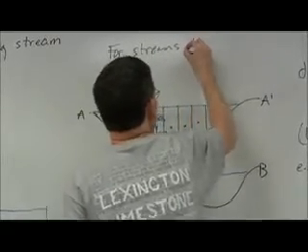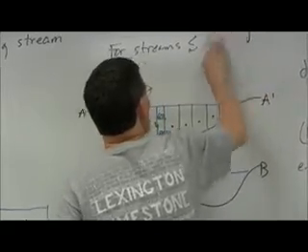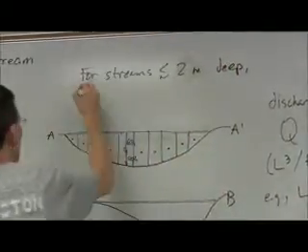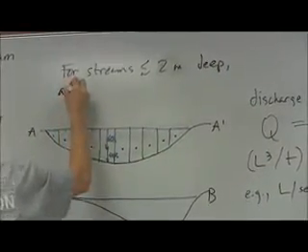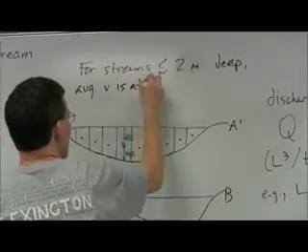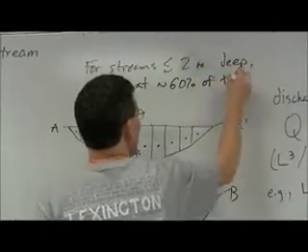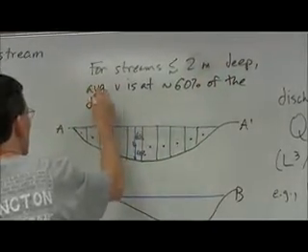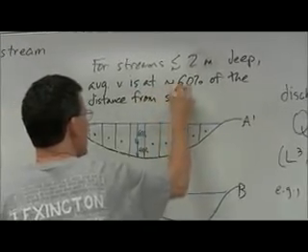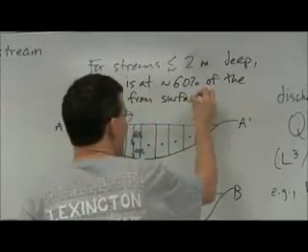So again, for shallow streams, for streams less than approximately 6 feet, 2 meters deep, the average velocity is at approximately 60% of the distance from the surface.